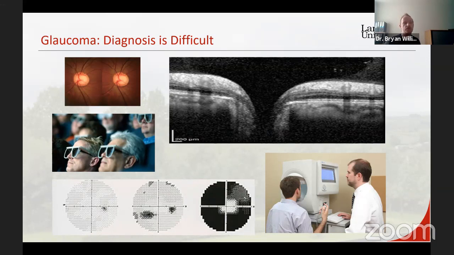On the bottom, we've got a visual fields test, which we happen to know patients don't like very much. So if we look at the image on the bottom left, what we're seeing is the darker regions are the regions where the patient is starting to lose their vision. So you can see on the right, all of the dark regions are in the periphery. So this would suggest that the patient is suffering peripheral vision loss, which would suggest glaucoma.